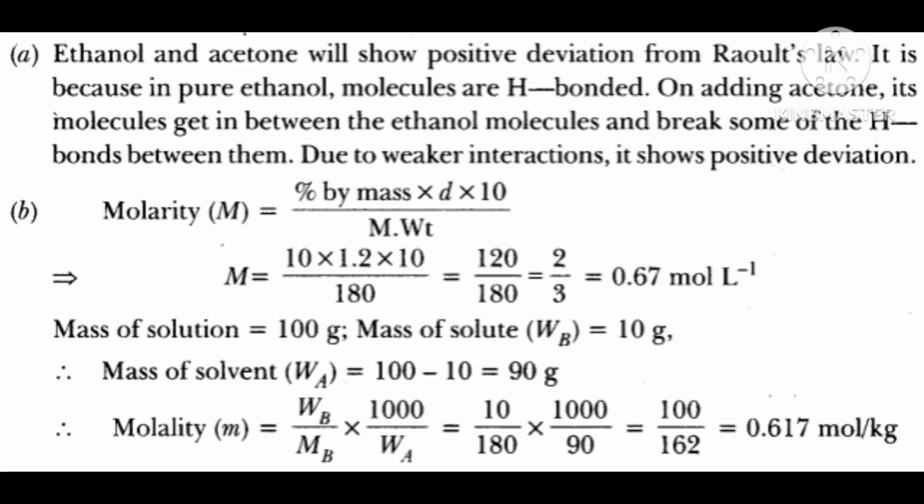That means 12 into 1, plus only one hydrogen is there, so 1 into 1, plus 35.5 into 3, because 3 chlorines are there. If you add, it will come 119.5 gram. 119.5 gram means this gram is equal to 1 mole. And now you know how to calculate for chloroform.